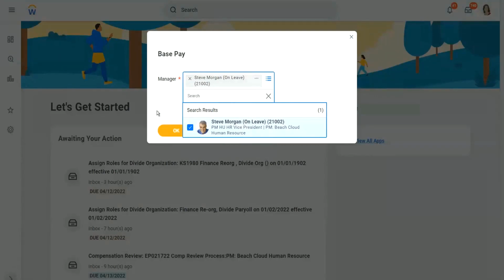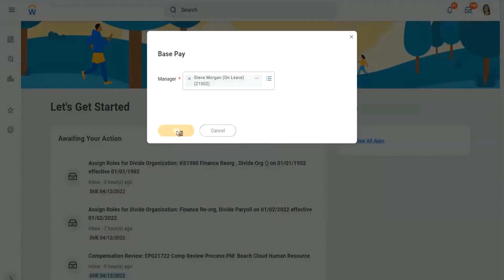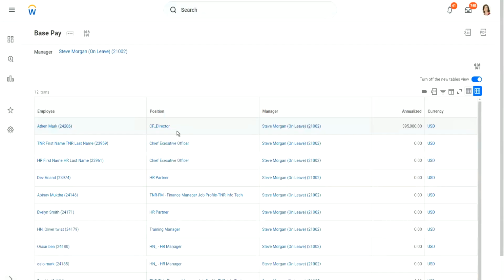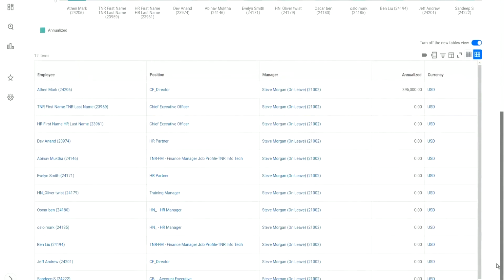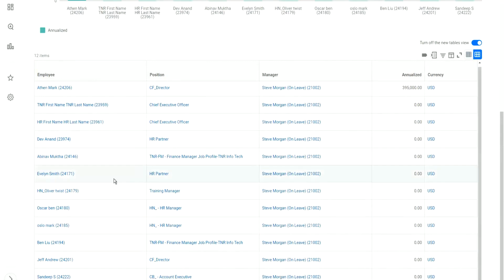So Steve is the manager, and if I click on OK, it gives you the list of the reportees for Steve Morgan. How many reportees does Steve have? Steve has 12 direct reportees in this particular system. And we have people like Ethan, Mark, Evelyn Smith, and so on. All of these look to be training and sample data.